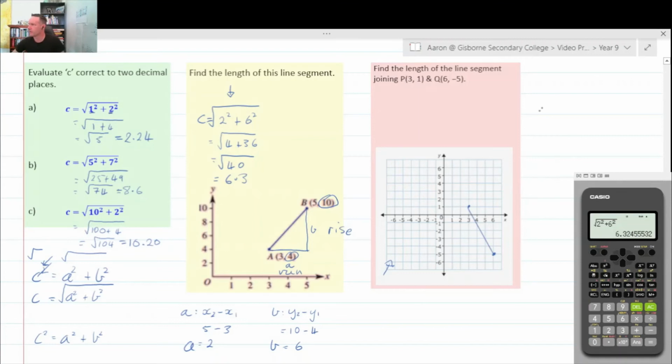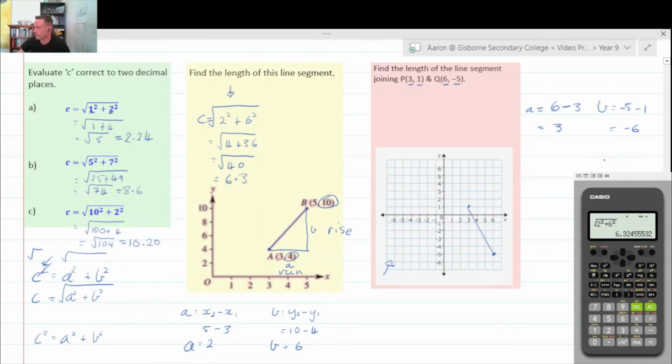So again, x and y. I'm going to say side A is equal to 6 minus 3, my x2 minus x1. And my B is equal to -5 take 1. And we get 3 and -6.